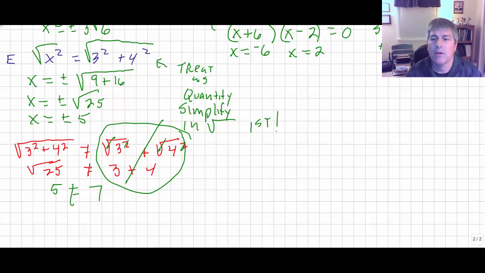So there's your introduction to radicals for geometry, and we'll work on this more when I see you in class.